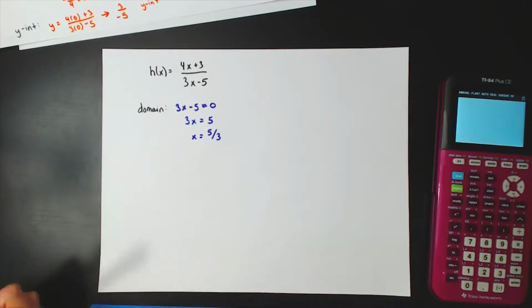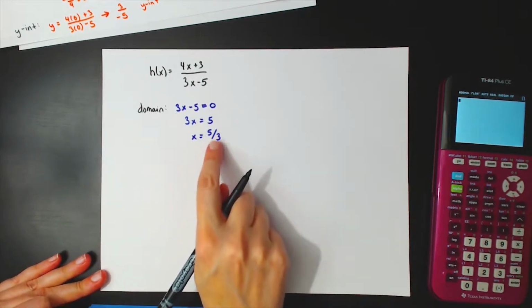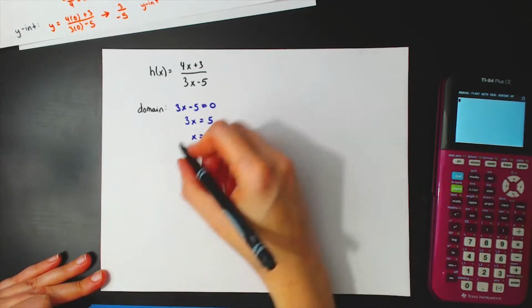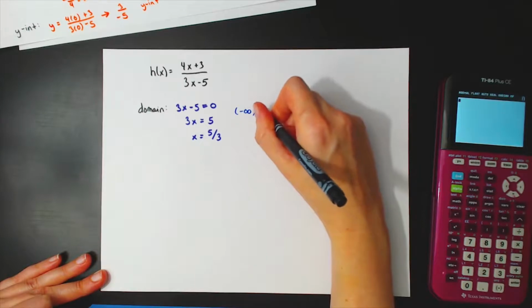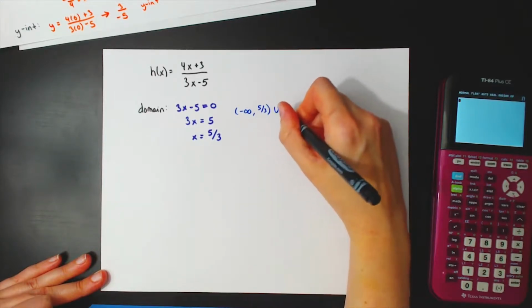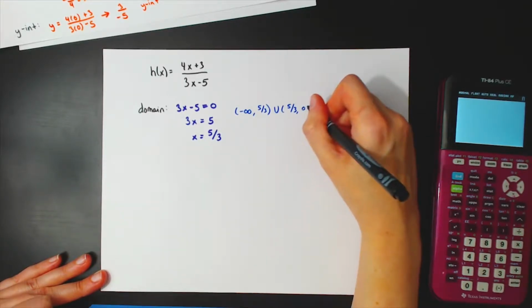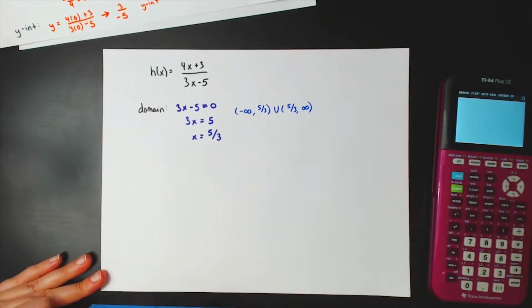So when we write out what our domain is, we need to do everything but 5/3. And we're going to do interval notation for our domain. So -infinity to 5/3, union 5/3 to infinity. So there's our domain.